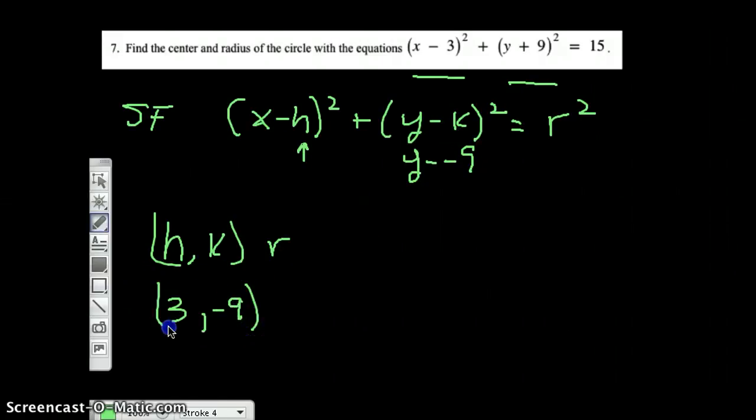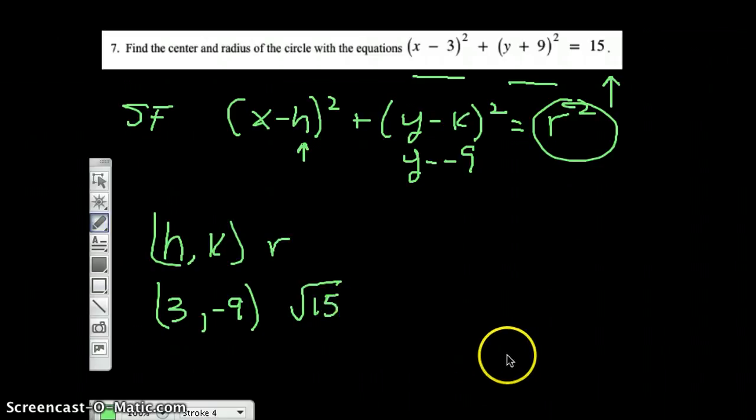There's different ways of doing that, right? Okay, now since r squared is going to be 15, r is going to be the square root of 15. Okay, so that is a straightforward question about a circle.